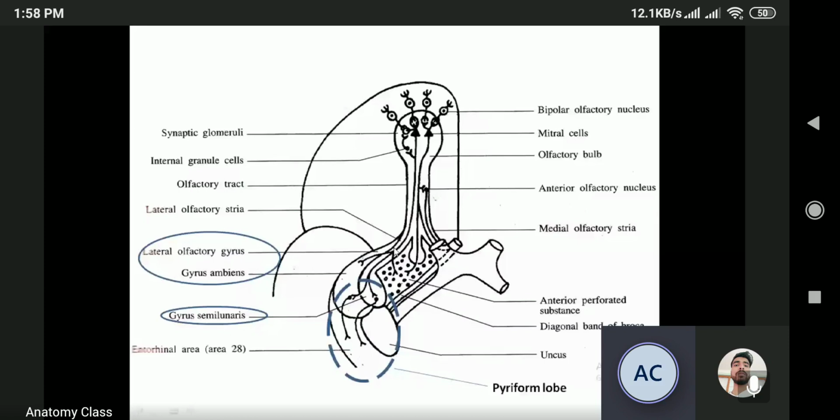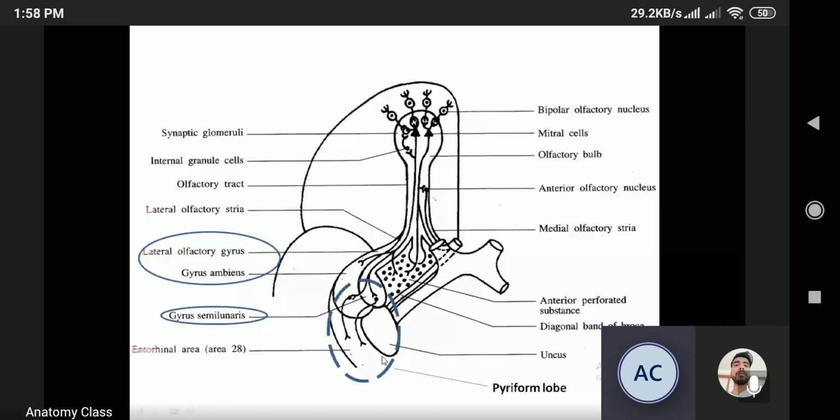This is prepiriform. These two together form the prepiriform region. This is the gyrus semilunaris, which is considered as the periamygdaloid region. Now, this prepiriform region is continuous behind with the entorhinal area, in the anterior part of the parahippocampal gyrus.